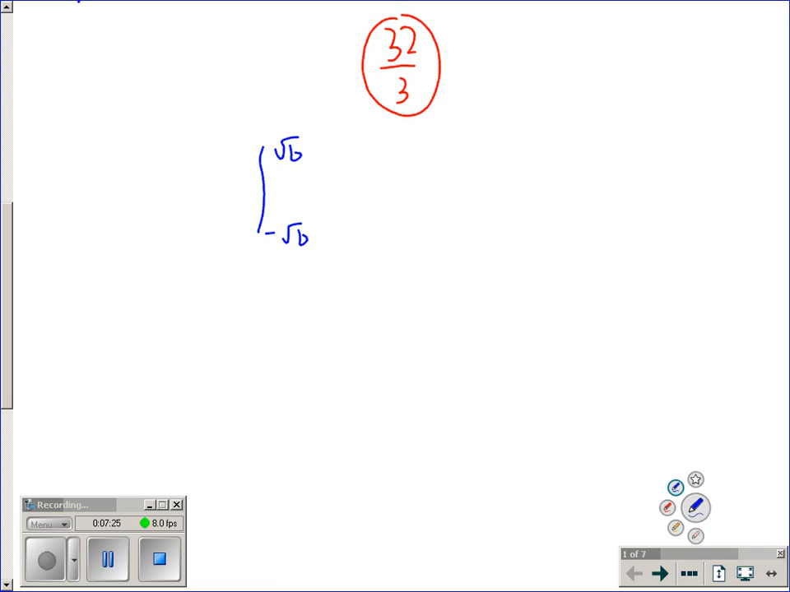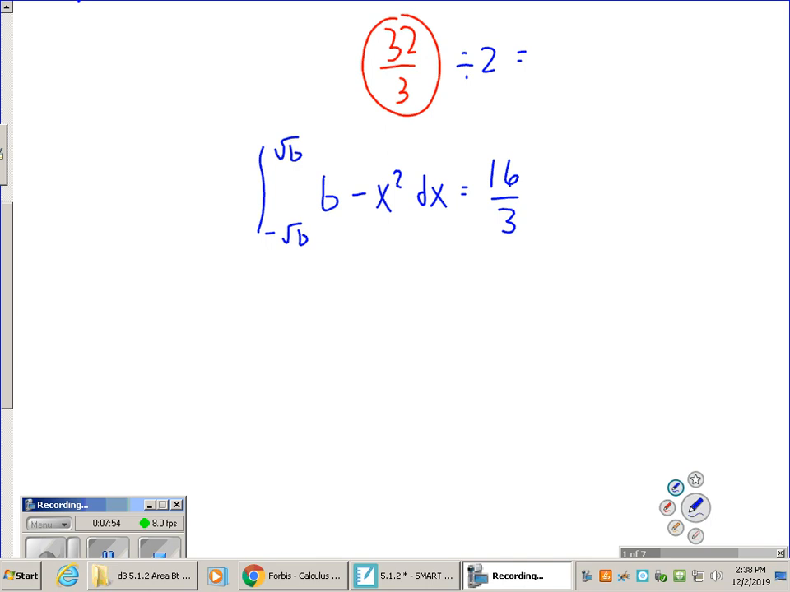Do you agree? If I do the integral of my top function, which in this case is just b, minus my bottom function, which is just the function x squared, I want it to be equal to half of this. Well, half of that is just 16 over 3. So if I can solve for that, then I'll have b, and it's not too bad.